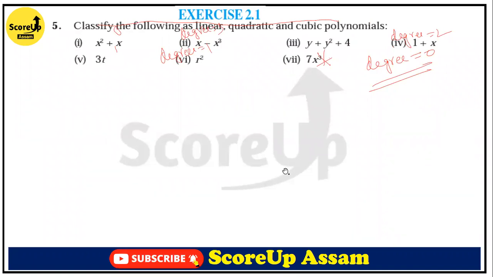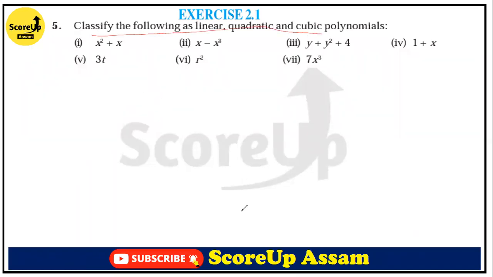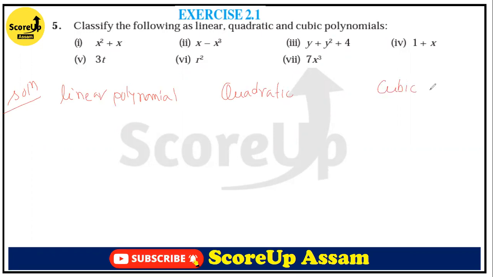Question number 5. We are told to classify the following as linear, quadratic or cubic. I shall classify for you. Don't worry. So you should write like this. Solution: linear polynomial, quadratic, and cubic polynomial.